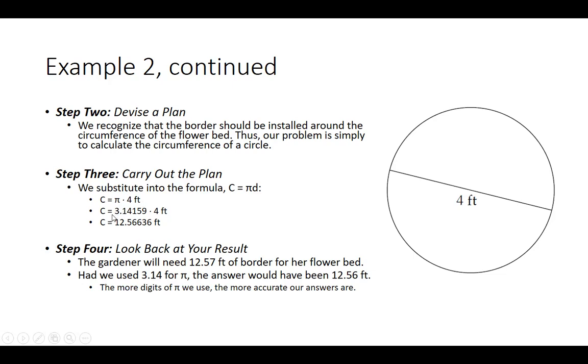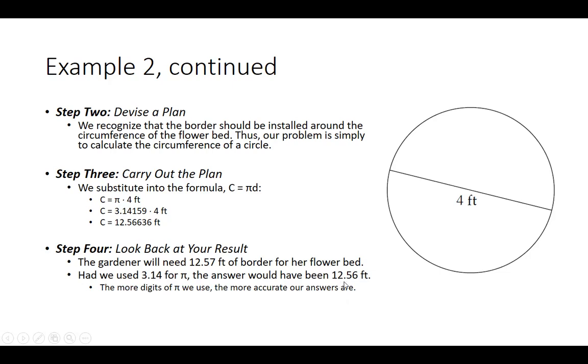For pi, we're going to use 3.14159, and we're going to multiply by 4 feet, giving us 12.56636 feet as the circumference. So the gardener will need 12.57 feet of border for her flower bed. Now, had we used 3.14 for pi, the answer would have been 12.56 feet. The more digits of pi we use, the more accurate our answers are.